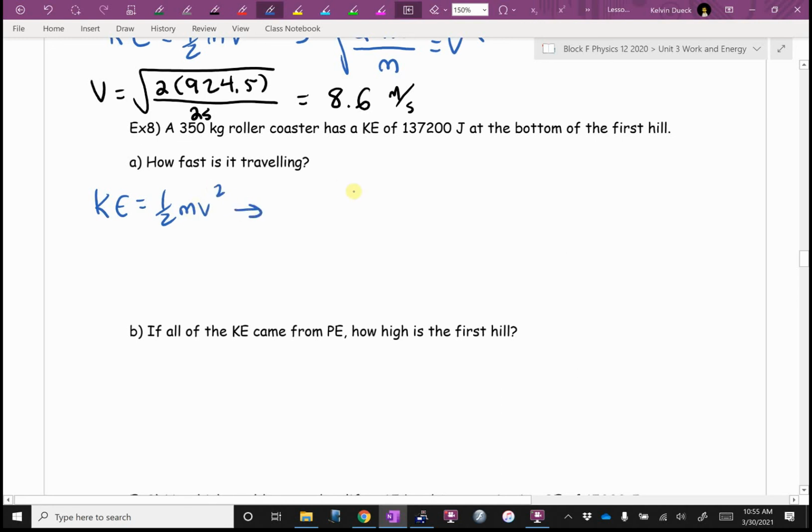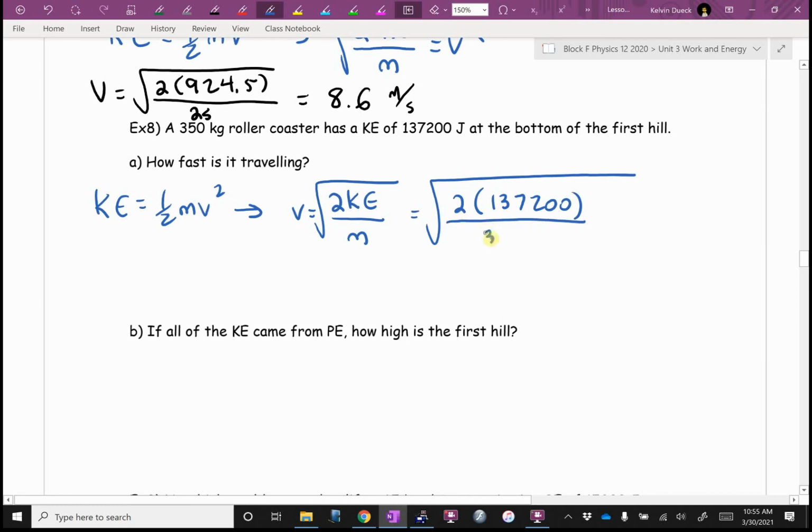Let's see. The KE stays where it is. Divide by m times by 2. That gives me v squared. How do I get rid of a squared? So this roller coaster at the bottom of the first hill, 2 times 137,200 divided by 350, square root of that. How fast will we be going at the bottom of the first hill?